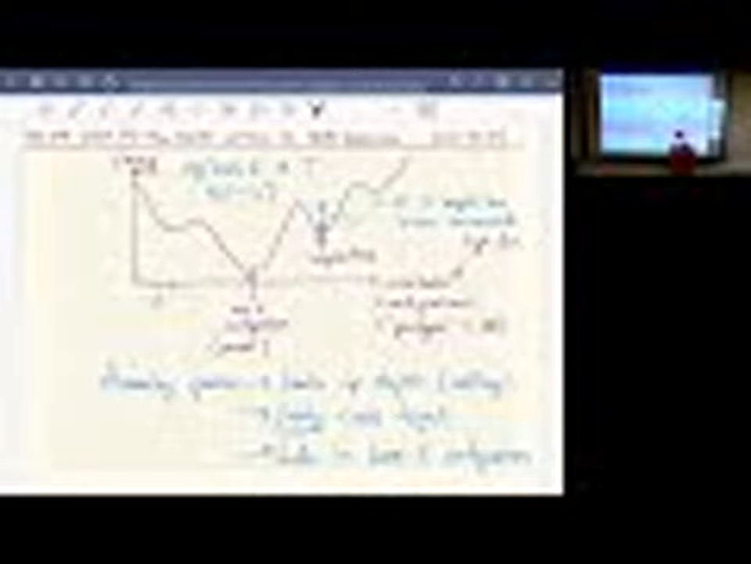And if delta ji is less than kt, or approximately 0, then this is a likely jump. So again, we think of kt as kind of our energy budget, and we think of delta ji as the cost of a jump.